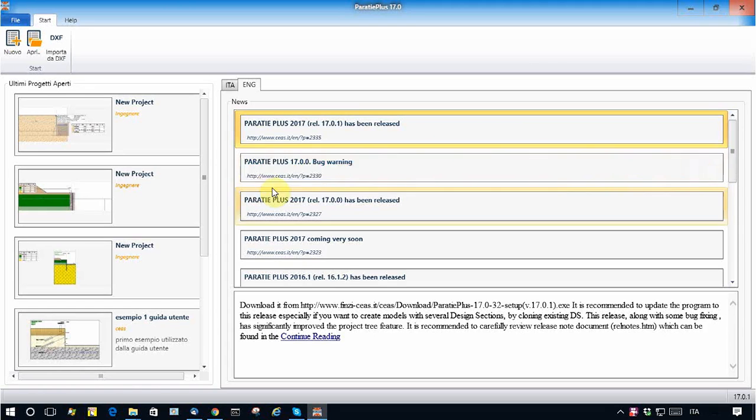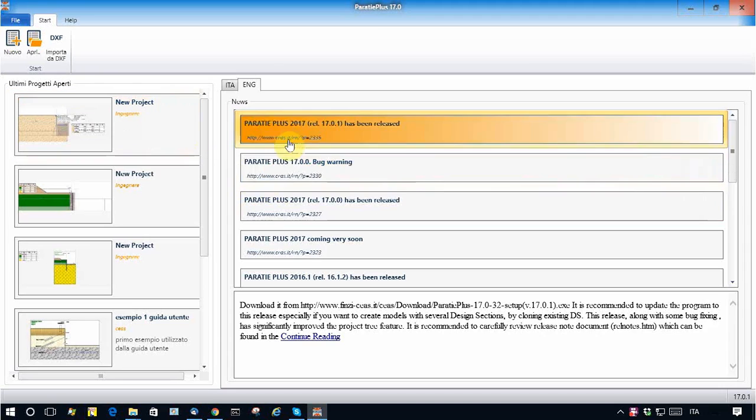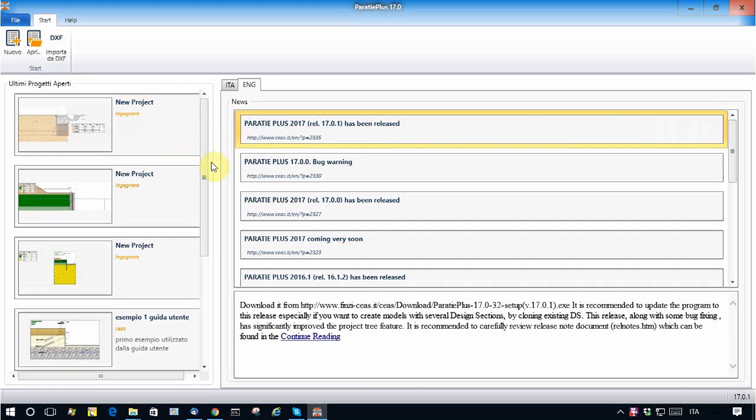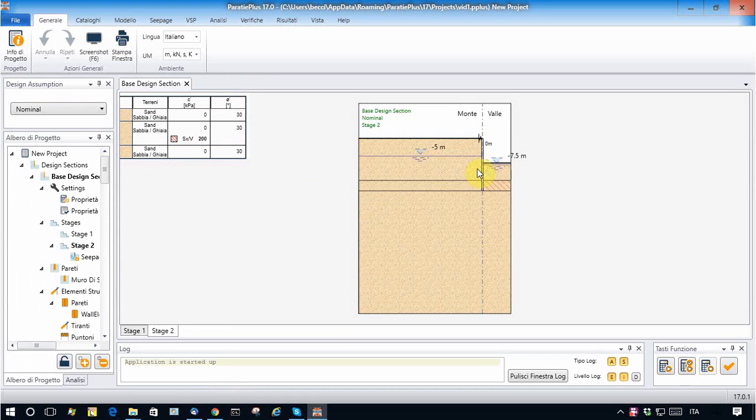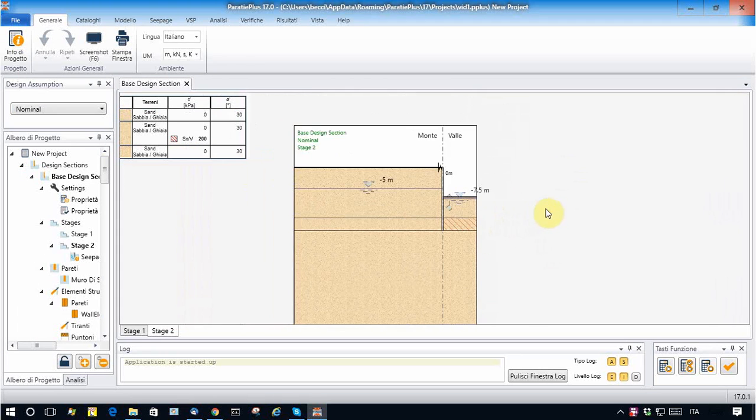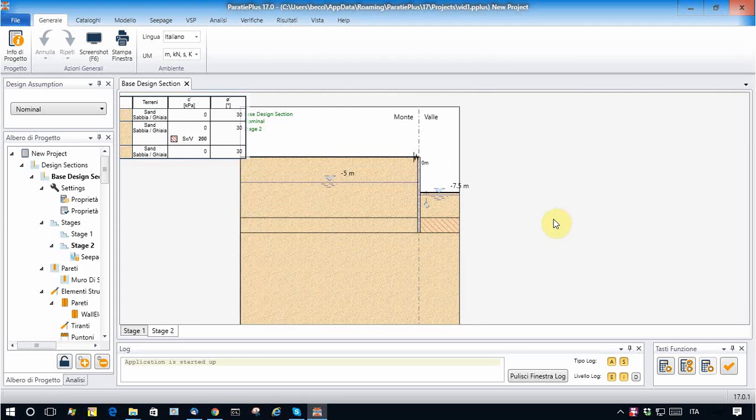Now in this video we will take the model that we analyzed in video number 2 and do some additional design consideration. If you remember in the previous video, at the end of the calculation we defined a soil plug. So now, what happens if we modify the position of the soil plug?